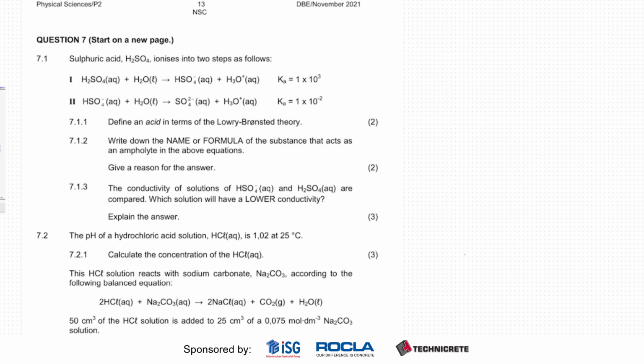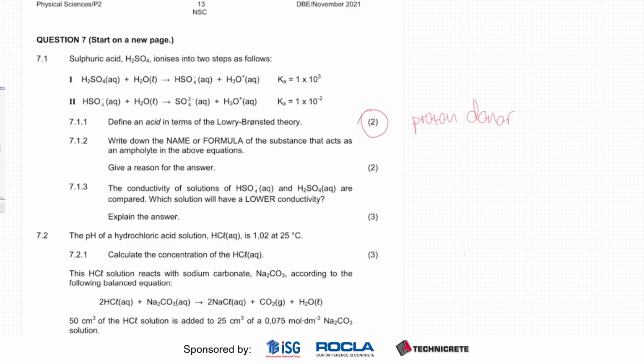So here they're asking us to define an acid in terms of the Lowry-Bronsted theory. And this is a really simple definition, very easy to memorize. This is easy 2 marks. It's simply a proton donor. That's it. Good for 2 marks. Proton donor. And we get our 2 marks.